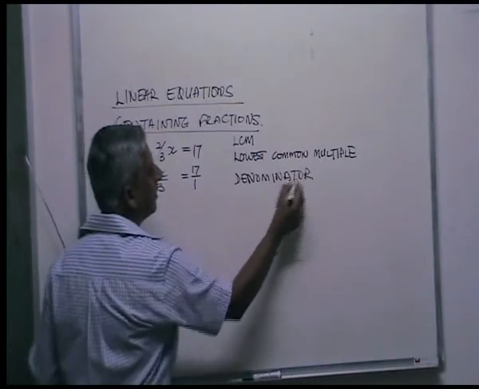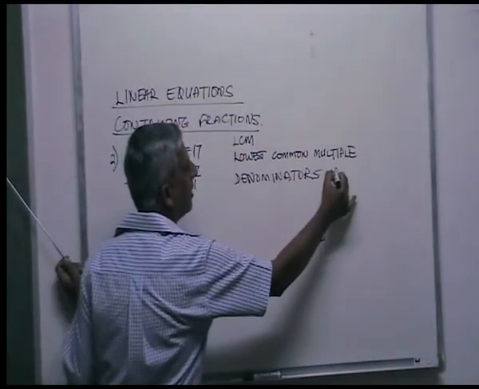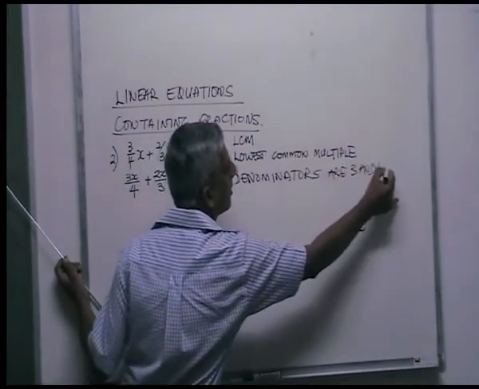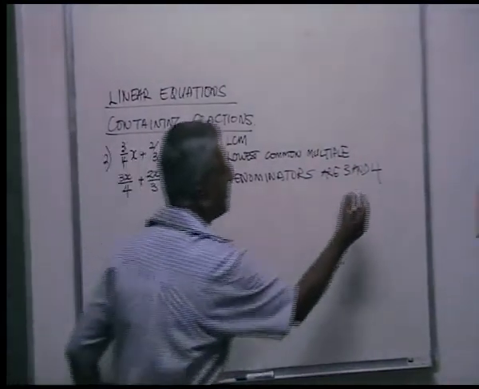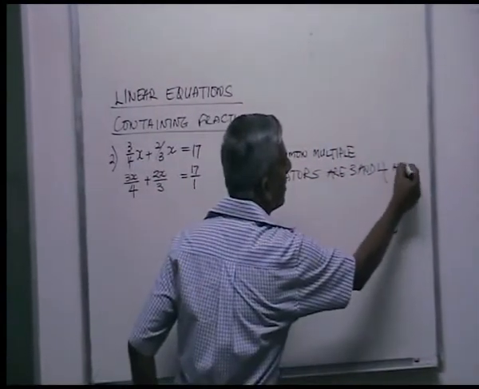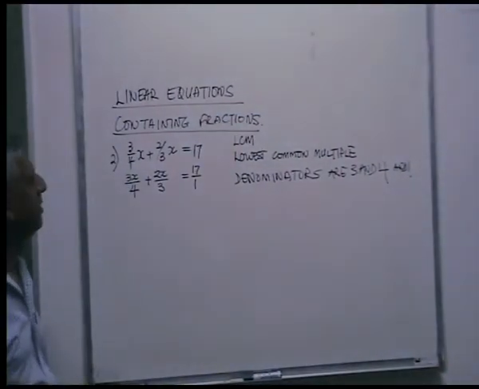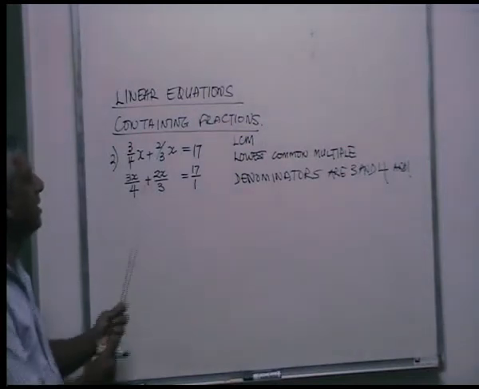Denominator. So the denominators are 3 and 4. So we've got denominator 3, 4, and 1. Okay, so you've got 3 denominators here: 3, 4 and 1. Now you want to find the LCM.